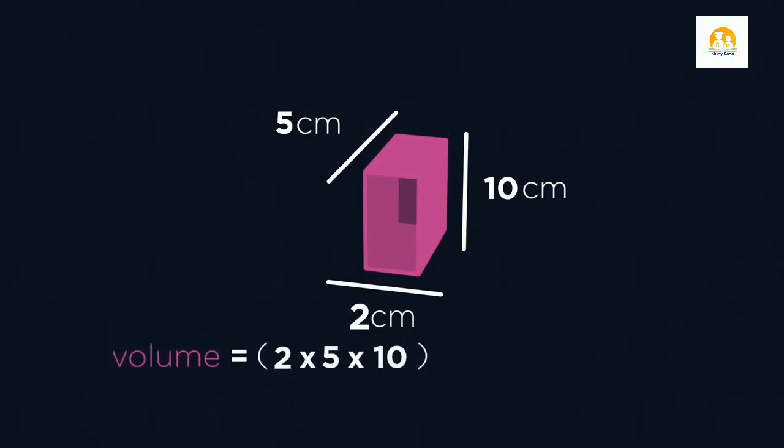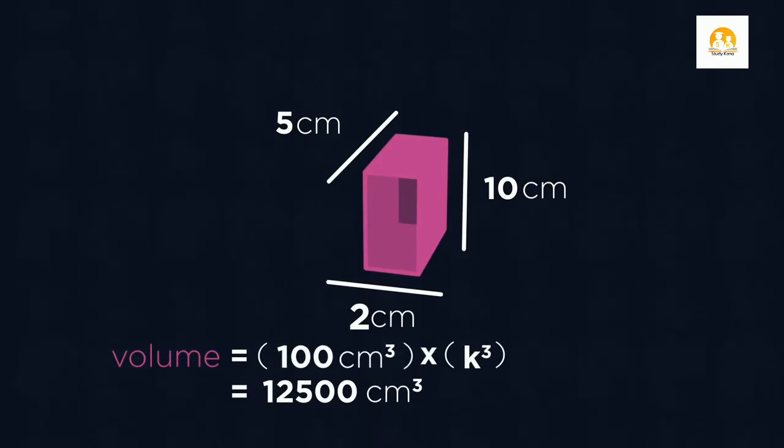Or we can simply multiply the original volume. So 2 times 5 times 10, which equals 100 centimeters cubed, by k cubed, which is 5 cubed, which equals 125. That gives 12,500 centimeters cubed. Scale factors also apply to converting units.